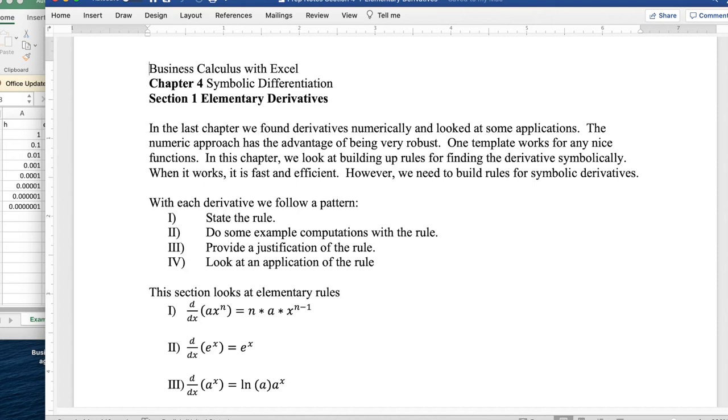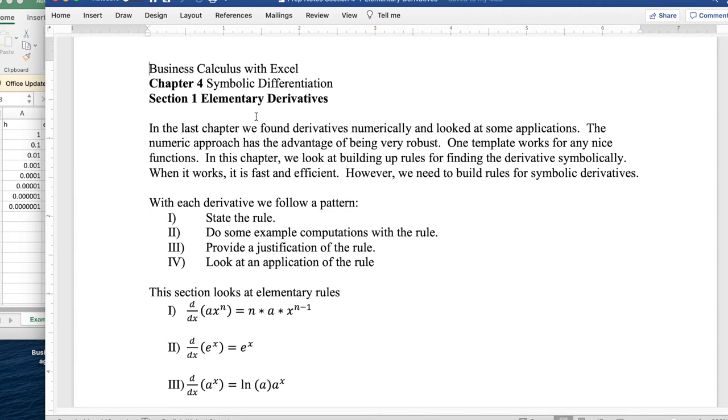Good morning. Today we're looking at Section 1, Elementary Derivatives, out of Chapter 4, Symbolic Differentiation, out of Business Calculus with Excel. In the last chapter we were looking at numeric derivatives. There are a lot of applications. The numeric approach has the advantage of being robust. I basically build one template and I can use it for any function.